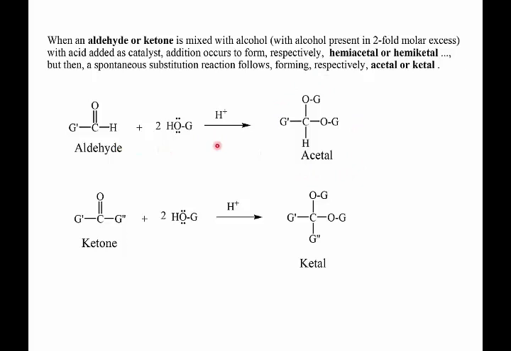In the case of aldehyde, the final product is acetal. In the case of a ketone, with a 2-to-1 mole ratio of alcohol present and H plus additionally present, there's an addition process followed by substitution producing the final product, the ketal. Aldehyde gives the final product acetal, ketone gives as a final product ketal.